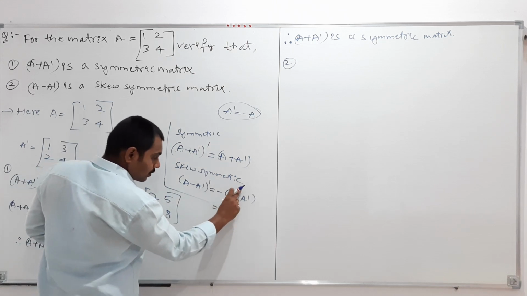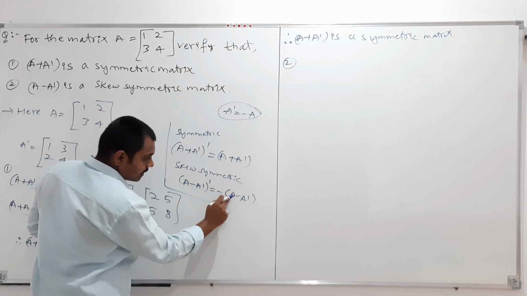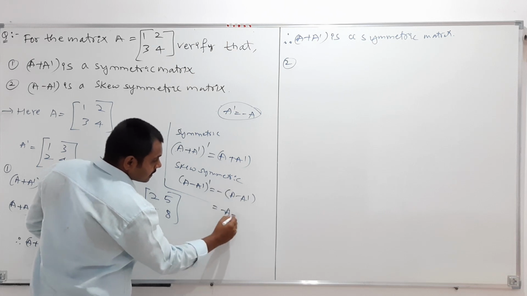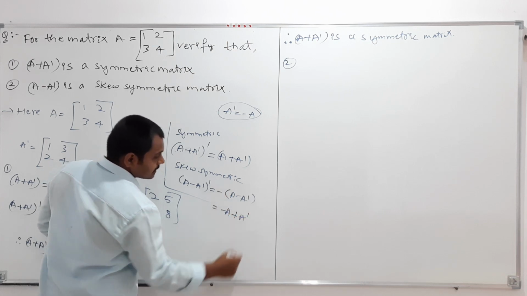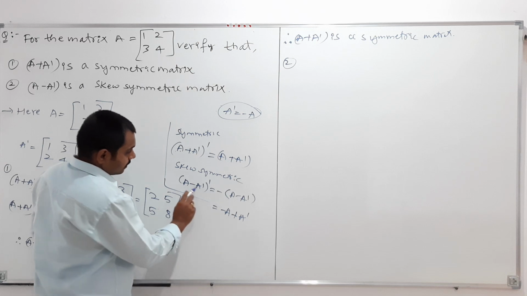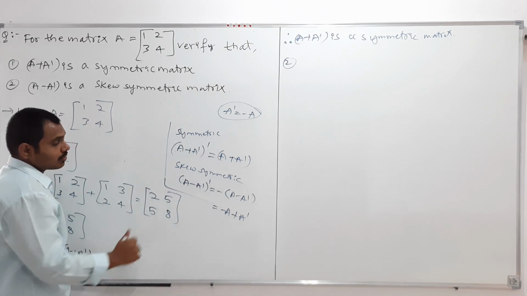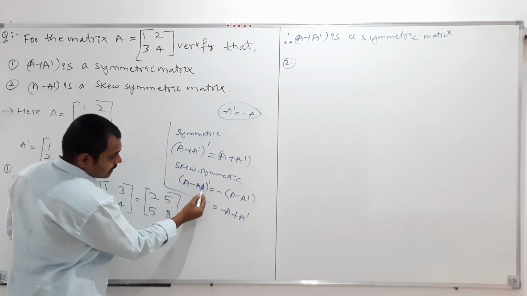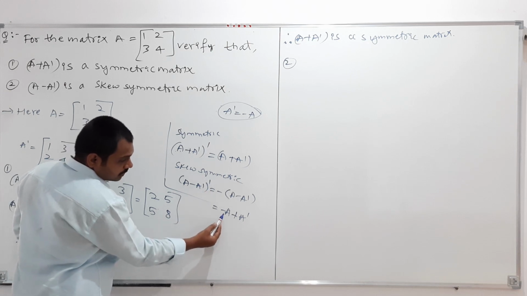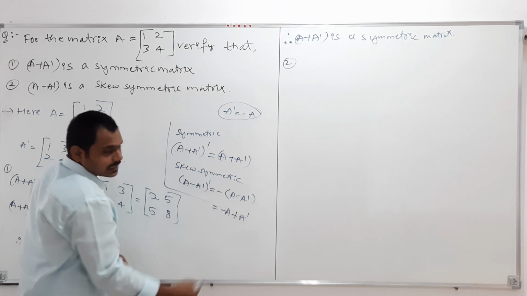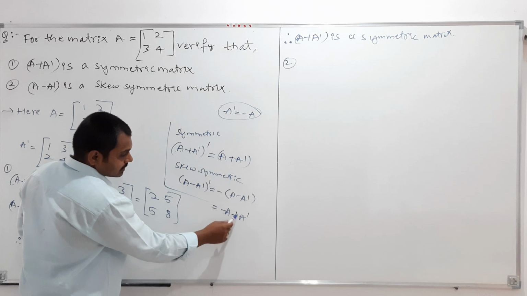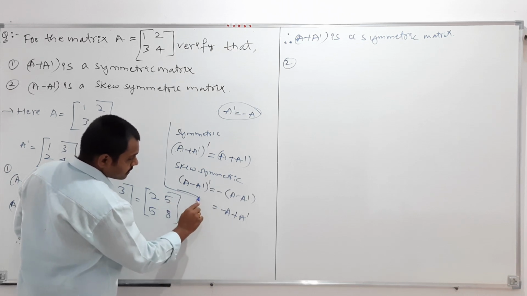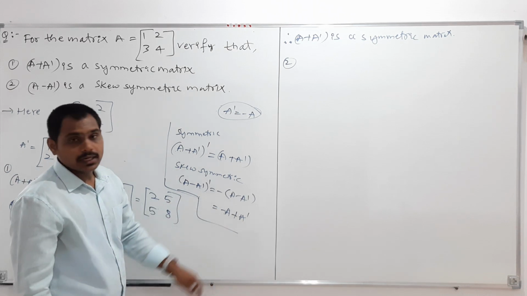So either you can do it like this, or if you take the minus inside, this will become minus A, minus minus plus A transpose. Clear? Now my job is to show that (A minus A transpose) whole transpose must be equal to minus of A minus A transpose, or else minus A plus A transpose.